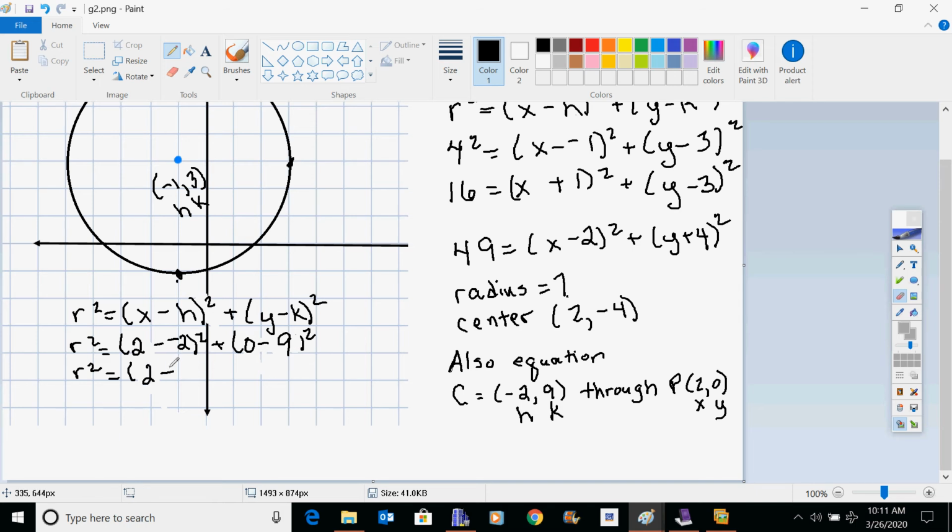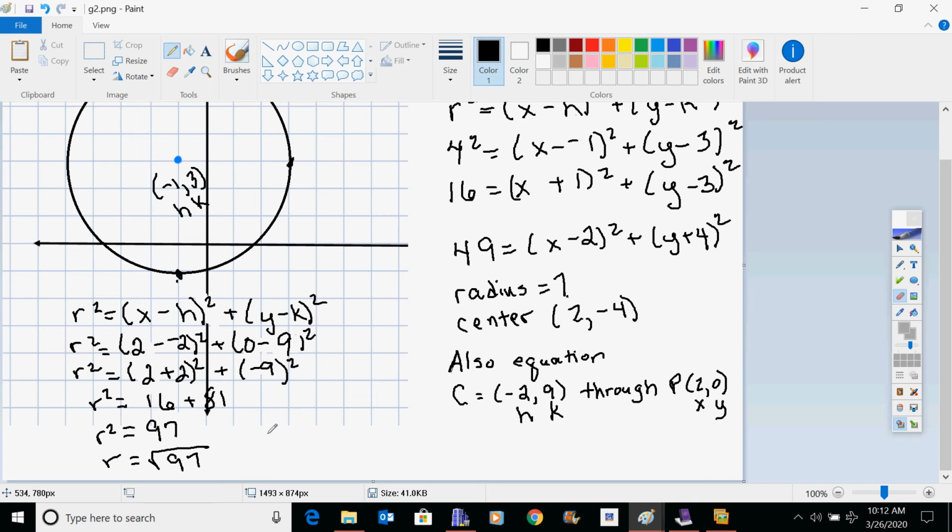So 2 plus 2, minus negative makes positive, plus negative 9 squared. 4 squared is 16. 16 plus 81 makes 97. But that's how much r squared equals. So r is the square root of 97, which I do not have to simplify, because then what I need to do is put it back into that r squared equation.